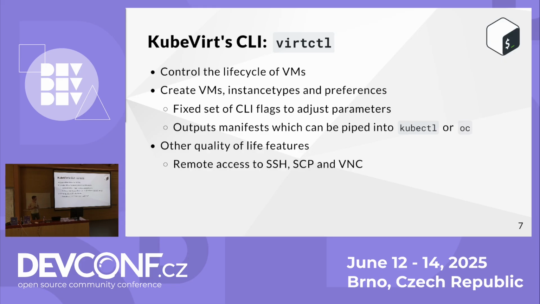And also, virtctl provides some more quality of life features. The most important one would be the remote access to SSH, SCP, and VNC. For that, all you need is access to your cluster's control plane, which typically you would have if you run Kubernetes. And that's enough to connect to those services, and essentially port forwarding is used to make those services available.